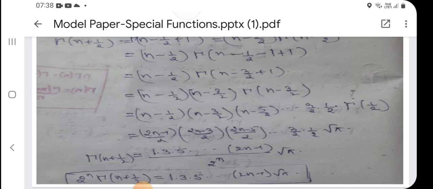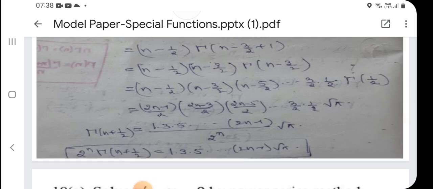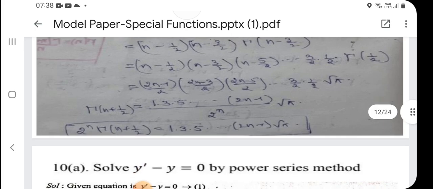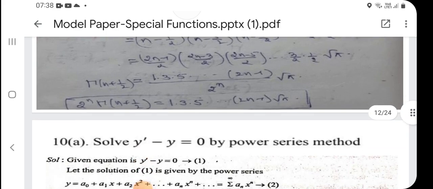So by rewriting this as 1 into 3 into 5 etc. up to (2n-1) divided by 2 power n into root pi. So 2 power n into gamma of n plus 1/2 is equal to 1 into 3 into 5 etc. (2n-1) into root pi. So I hope that is clear.